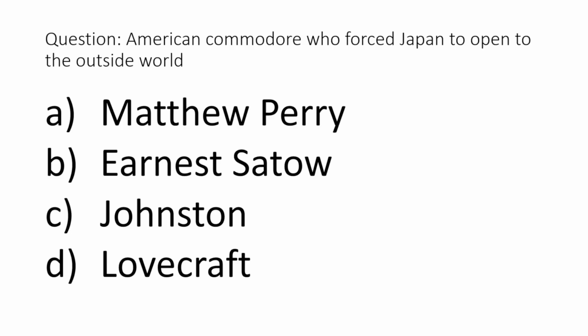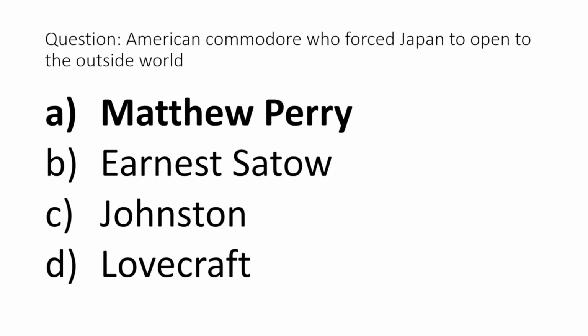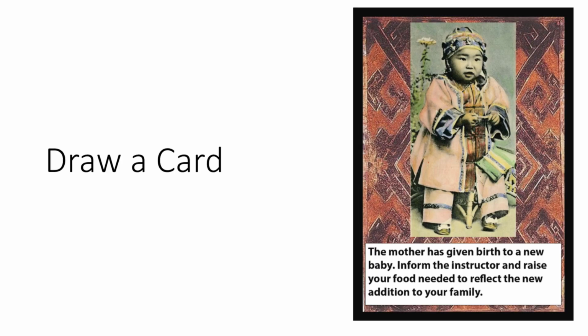The American Commodore who forced Japan to open to the outside world was A. Matthew Perry, B. Ernest Satow, C. Johnston, or D. Lovecraft. And the correct answer in 3, 2, 1 was Matthew Perry. So now draw and resolve a card.